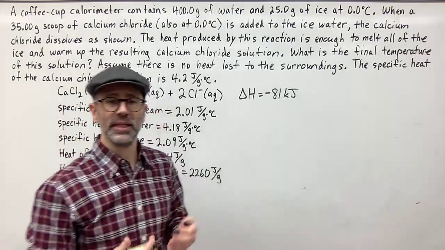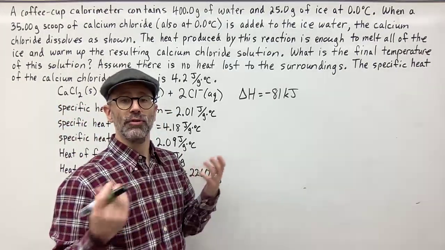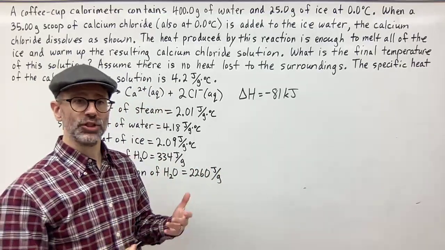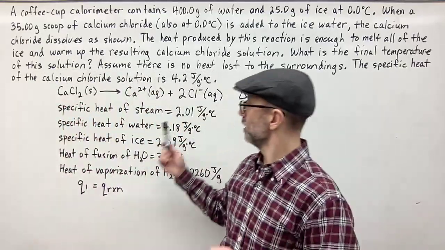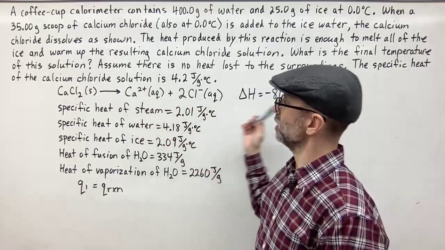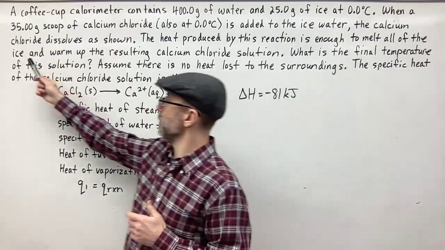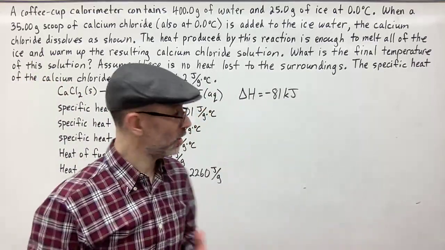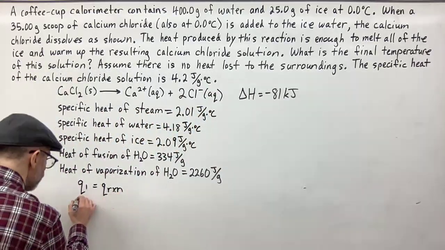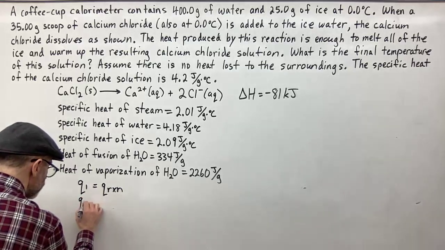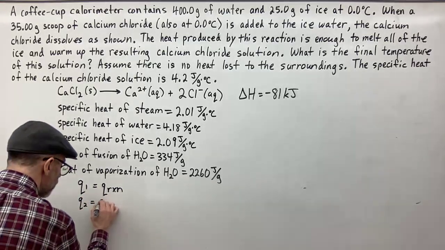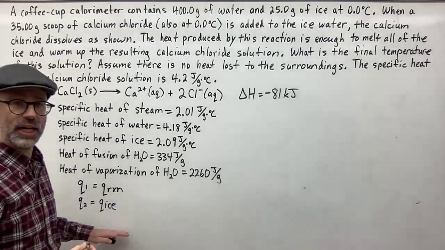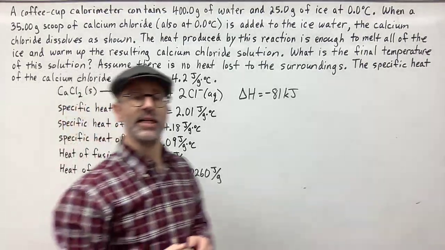Well, what's absorbing the heat? Well, we've got ice water. There's ice in the water. We're told that that is going to melt. This reaction is going to produce enough heat to melt the ice. So the ice is absorbing some of that heat in order to melt. So Q2, our second Q value, is going to be the Q of the ice, the amount of heat absorbed by the ice to get it to melt.